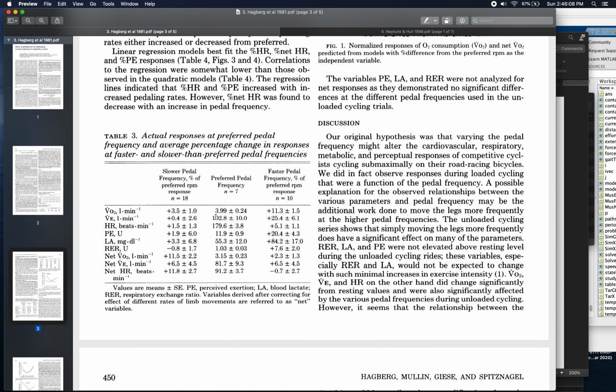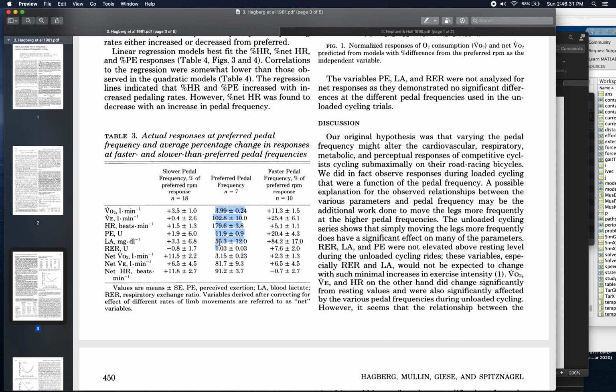Yes, they were typically minimized or typically lowest at the preferred pedaling frequency, but they tended to really go sky high when I pedaled at the faster unpreferred pedaling rates compared to when I pedaled at the slower unpreferred pedaling rates. So this is what they base the conclusion on, that there's an advantage in cycling at these preferred pedaling rates.